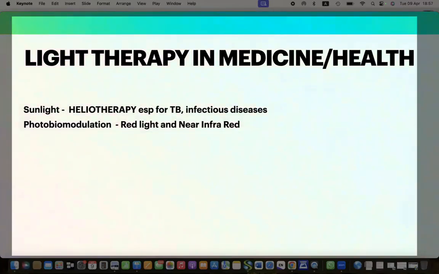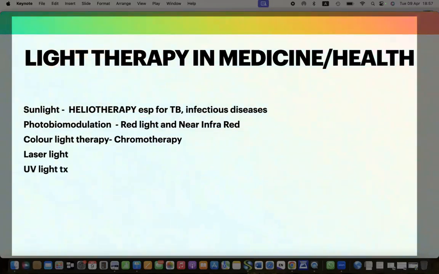Photobiomodulation is specifically using red and near-infrared lights. These are lights of a specific wavelength, whereas sunlight, of course, is a very broad spectrum. It's a full visible spectrum plus infrared on the one side and ultraviolet on the other. There are other color light therapies using other colors, chromotherapies. Laser light is used. UV light is used. And we have photodynamic and photothermal therapies, which are ways of potentiating different forms of immunotherapy and chemotherapy treatment of tumors.